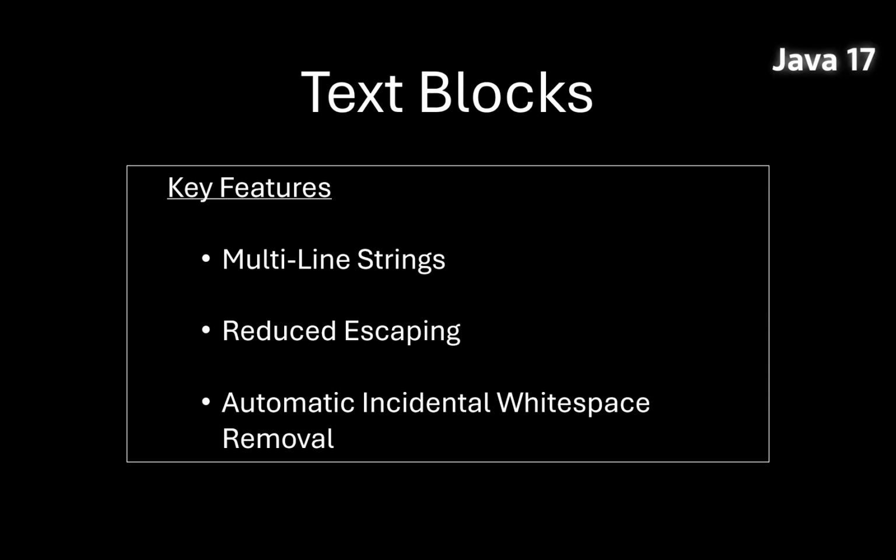The first is multi-line strings. Java text blocks allow you to define a string that spans multiple lines directly within your code. This improves the readability for content like HTML, JSON, or SQL queries. This also helps you reduce escaping. You no longer need to escape most special characters like double quotes and line breaks. This makes working with complex string content much easier.